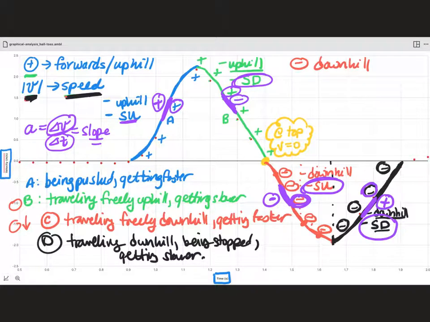I hope that helps you think a little bit about how to analyze the velocity graph in part 3, where it traveled up and down the hill, and helps you a little bit also with filling in that table.